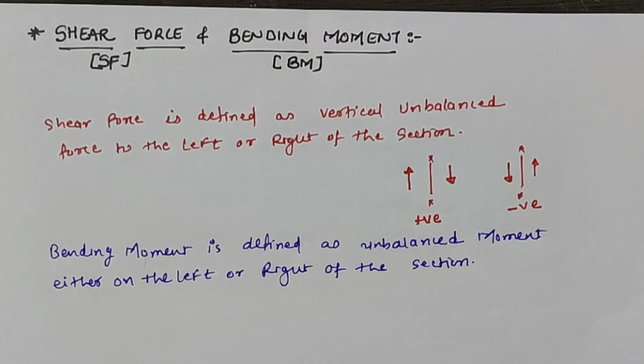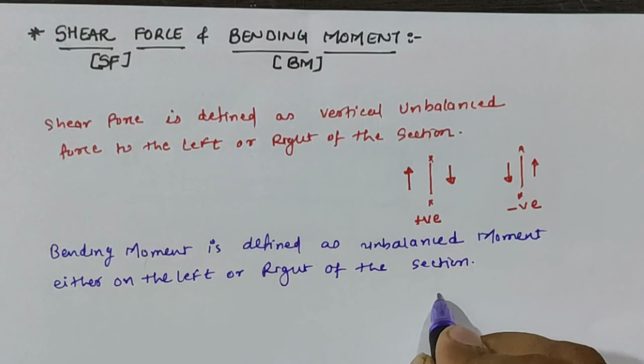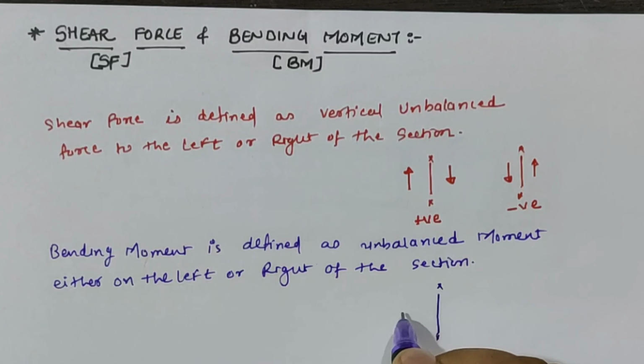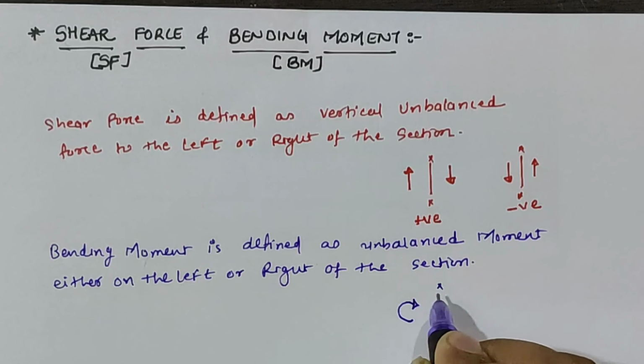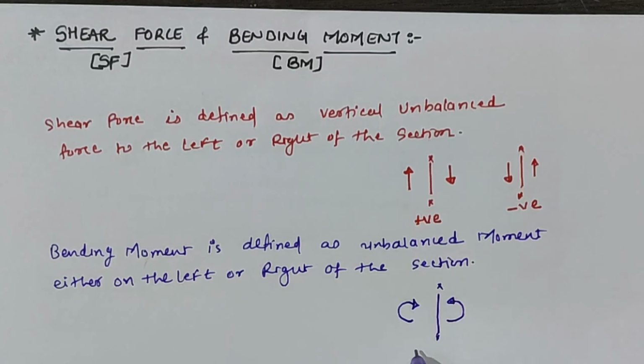the definition for bending moment is it is defined as the unbalanced moment either on the left or right of the section, similar to the shear force. So bending moment is defined as the unbalanced moment. It means at the location of section on left hand side, if the clockwise moment is there, or in the right hand side anti-clockwise moment is there, then it is treated as the positive bending moment, while if anti-clockwise moment in the left hand portion or clockwise moment in the right hand portion, then it is treated as the negative bending moment.